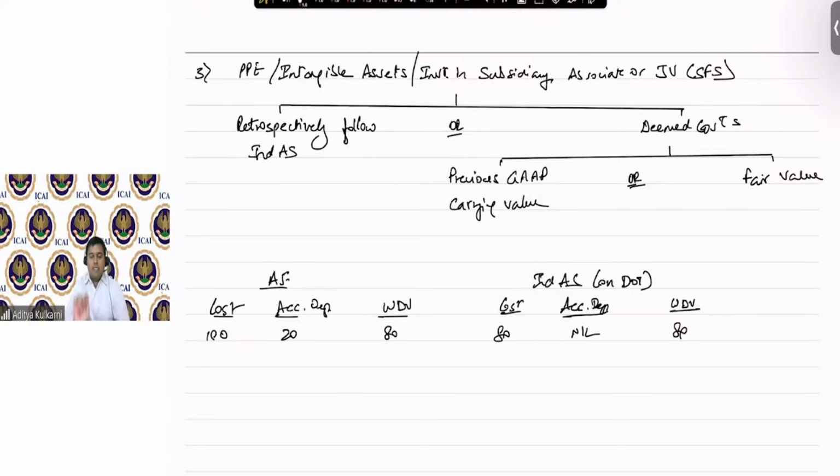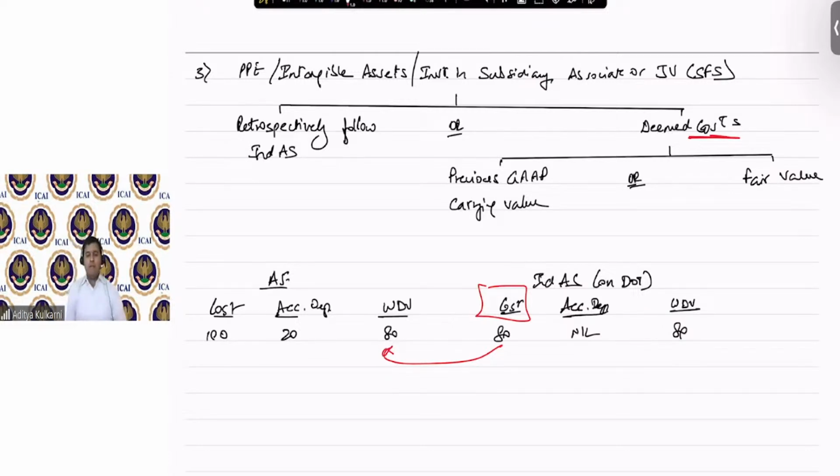We don't take cost and accumulated depreciation together. We take the net book value. That means you need to pass a journal entry nullifying your accumulated depreciation and adjusting that balance against the gross block. Because Ind AS 101 tells us the net book value will be your previous GAAP carrying value. So you bring it forward. This is your deemed cost. So cost column is the gross block, and will actually be the WDV. Are you clear with this? Or you could do a fair valuation of the assets.